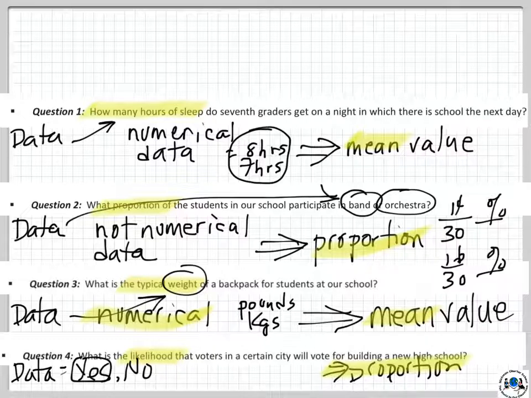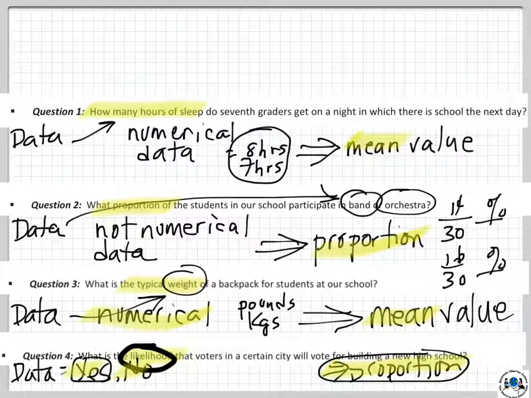Anyway, it was the likelihood that voters in a certain city would vote for building a new high school, and that word likelihood told us that it's not necessarily numerical data that we're collecting. We are collecting responses, which are yes or no, or could be undecided, for example. And then what we'll do with that data is come up with a proportion of those people that voted, in this case, yes, because our question was what is the likelihood that they will vote yes for a new high school. And so that is a proportion.